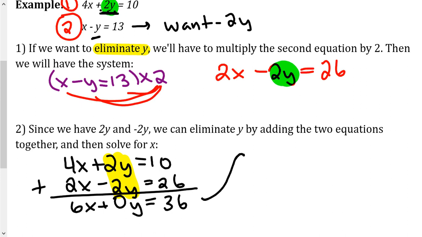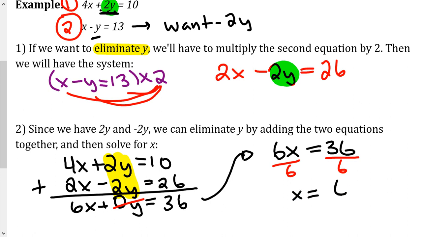All right, so what this equation really looks like now is I have a 6x plus 0y. This term is effectively non-existent. I have no y's. I don't even need to talk about the y's because I have none of them. Equals 36. Now I have an equation that I can solve. I can find the x value. I can divide both sides by 6, and I get that x equals 6, 36 divided by 6.